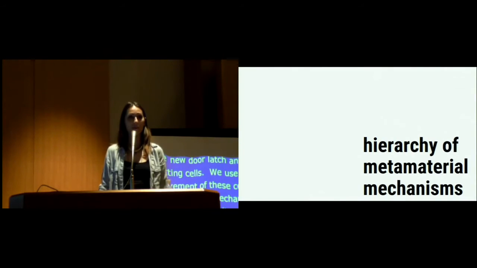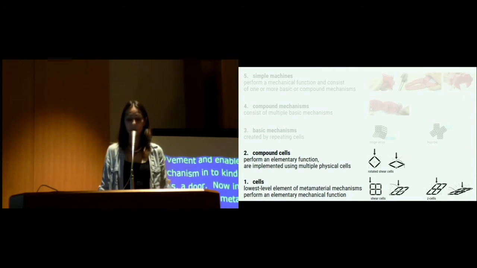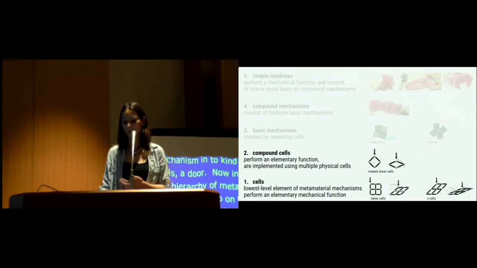Now, this yields the hierarchy of metamaterial mechanisms. On the lowest level, we have cells, and they perform an elementary mechanical function, like, for example, the shear cells or the Z cells, preshared cells. Then one up, we have the compound cells, which also perform an elementary function, but they are implemented using multiple cells, like the rotated shear cell.